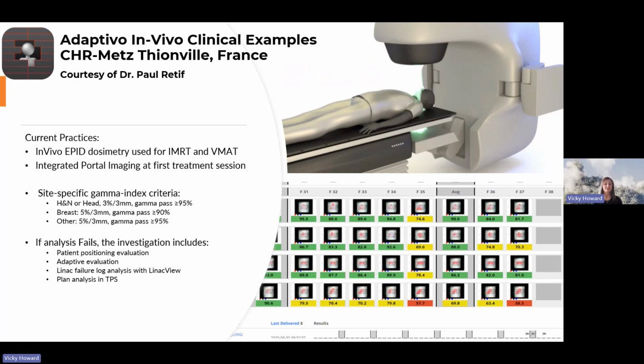They have devised site-specific gamma index criteria. For head and necks, their gamma criteria is 3%, 3 millimeters, with a gamma pass rate of greater than 95%. For breasts, it's 5%, 3 millimeters, with a gamma pass rate of greater than 90%. And for all other sites, generally it's 5%, 3 millimeters, with a gamma pass rate greater than 95%.